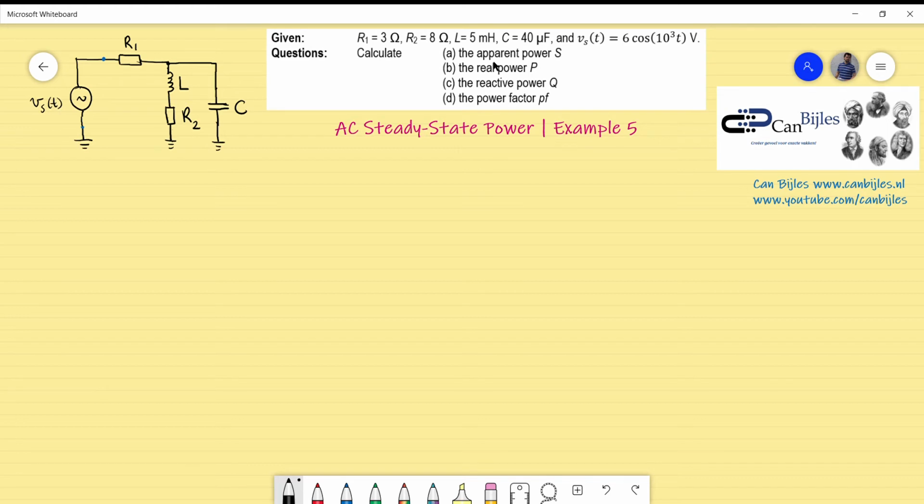Calculate the apparent power S, calculate the real power, the true power P, calculate the reactive power, and calculate the power factor of the complete system.